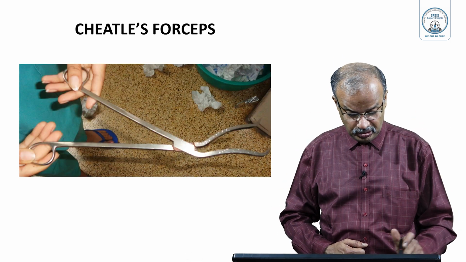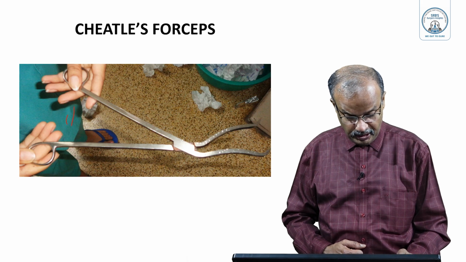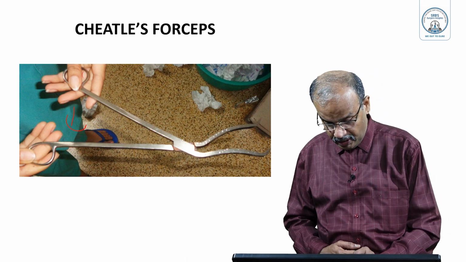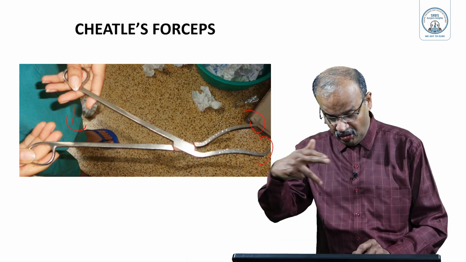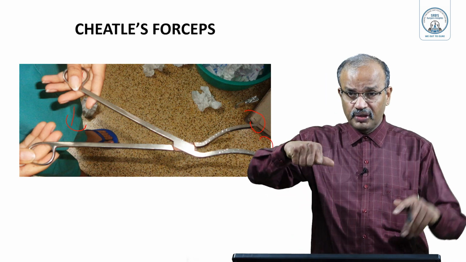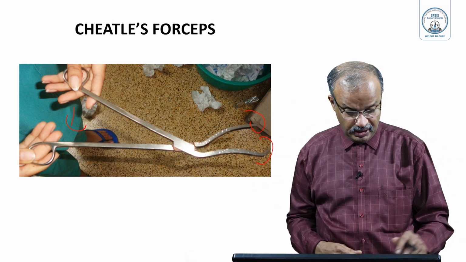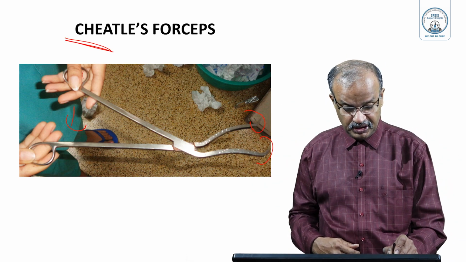Just look at how it looks like. See that no lock here. It's a very stout instrument. And at the tip, see that there is a jaw here. So you hold the instrument like this and drop it. So that is the typical Cheatle.